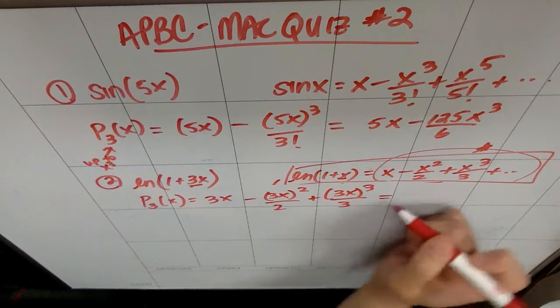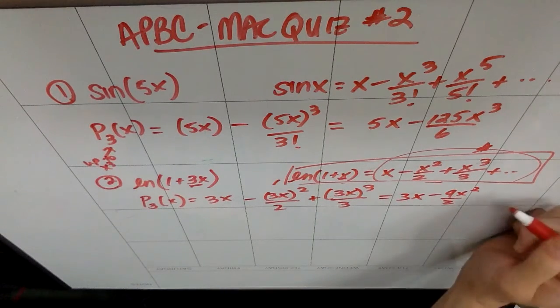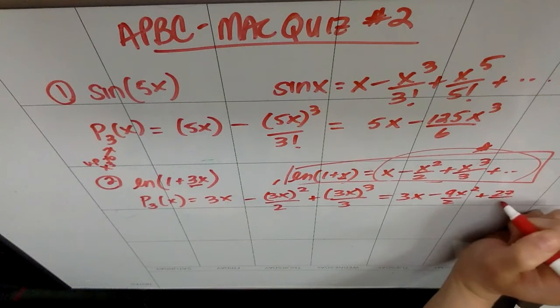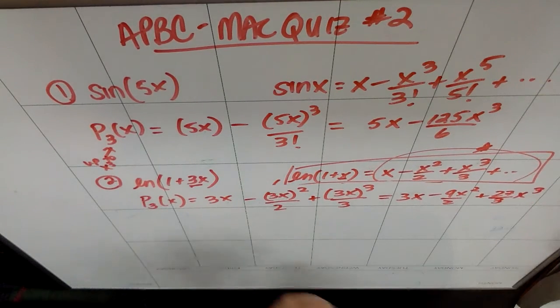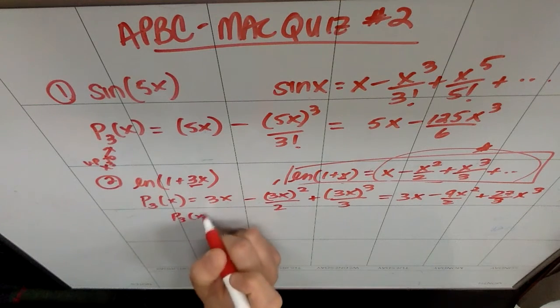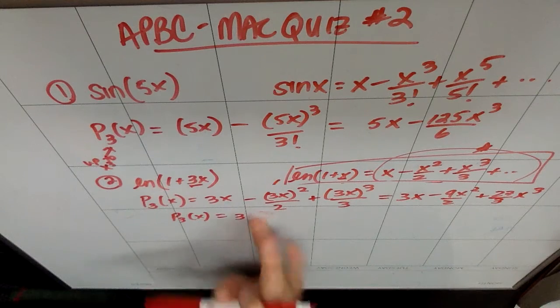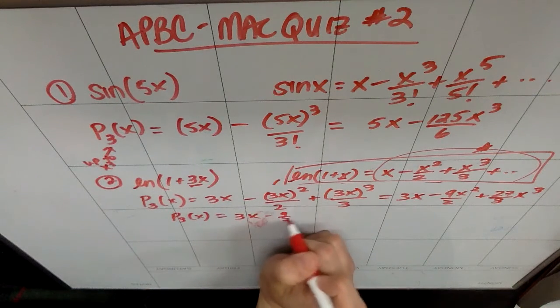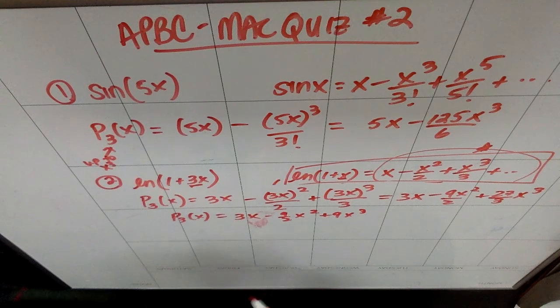So what you're more likely to see is 3x minus 9x squared over 2, or 9 halves x squared, plus 27 thirds, or you can make that 9x cubed. So probably the most likely answer to this is 3x minus 9 halves x squared plus 9x cubed.